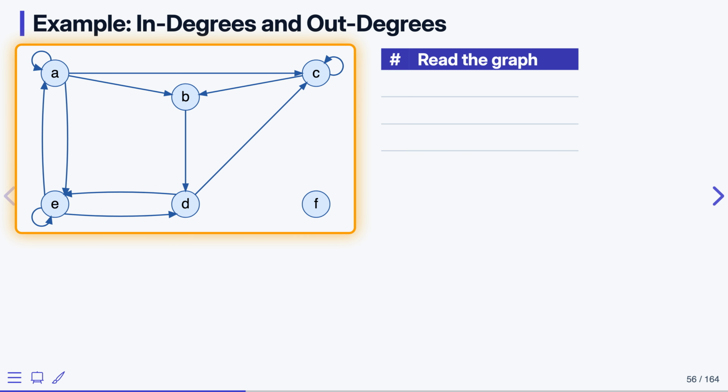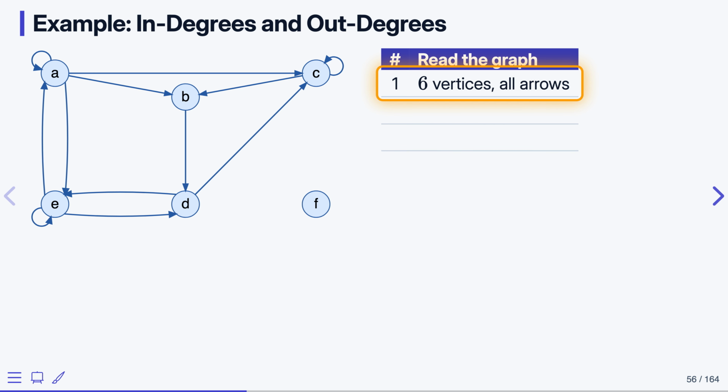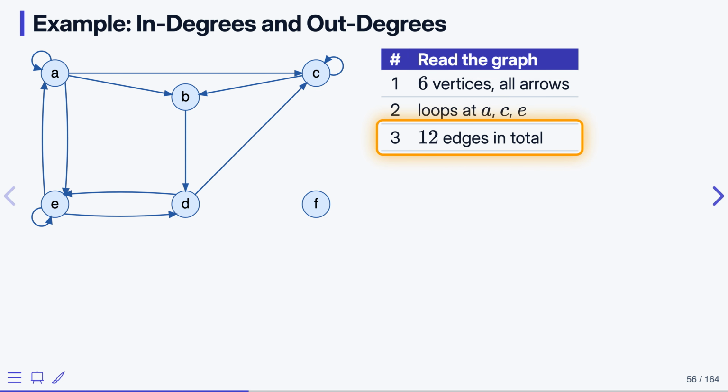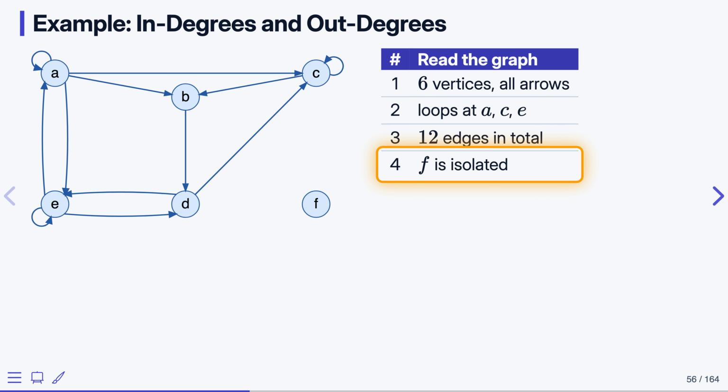Let's read this directed graph before we count anything. Step 1. 6 dots, A through F, and every line carries an arrow. Step 2. Look for loops. There are 3, at A, at C, and at E. Step 3. Count the arrows. The 3 loops, then A to B, A to C, A to E, B to D, C to B, D to C, D to E, and E to D. That is 12 arrows. Step 4. And vertex F sits alone, with nothing pointing in and nothing pointing out.